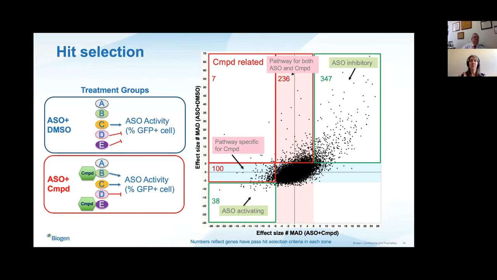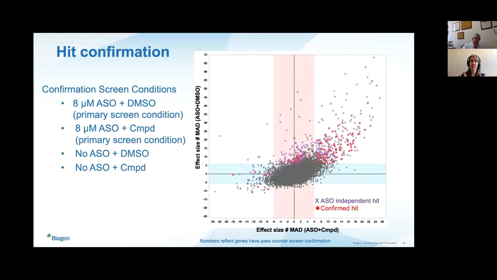confirmation screen. The confirmation screen we did with more replicates. Our primary screen was 3 replicates. Our confirmation screen was 6 replicates, and we used a more stringent test. But there's one other thing that we did that was important, is we did this no ASO control.